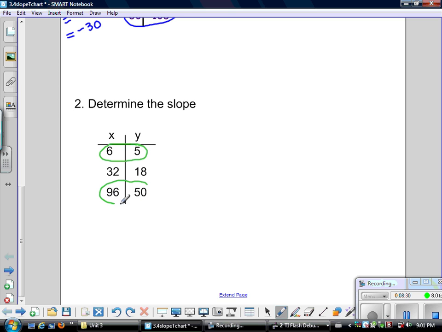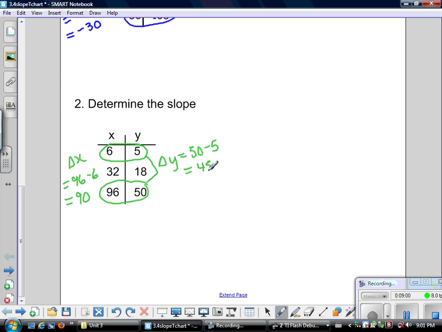So if I calculate my delta x, it is going to be 96 take away 6, which equals 90. And if I do my delta y's, again, I'm starting with the bottom number, I have 50, and I'm taking away a 5, which would equal a 45.